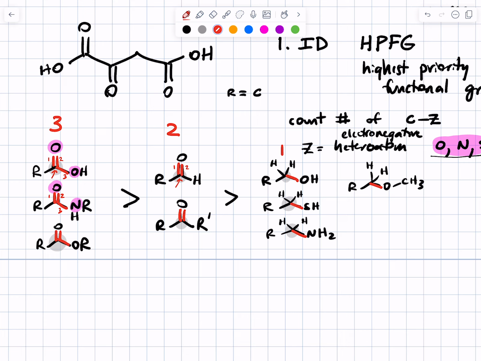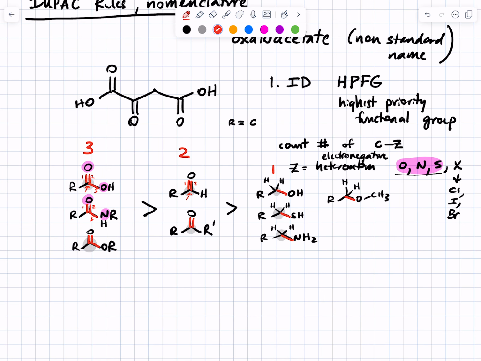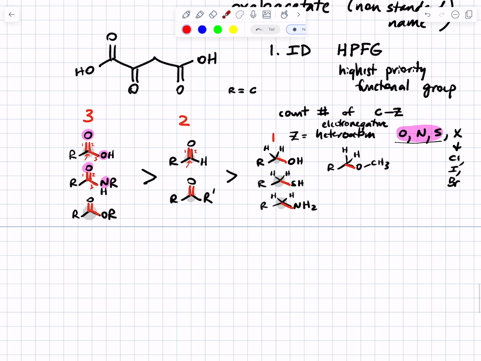Now, understand by priority, we're not talking about reactivity or anything other than an arbitrary list that somebody gave us to decide basically which groups we're going to talk about first when we make the name of the molecule. All right, questions about that? So what is the highest priority functional group for the molecule? Carboxylic acid. Okay, good. Now there are two of them. There's going to be a way to deal with that. I chose that deliberately. But the highest priority functional group is the carboxylic acid, and there's two of them. All right.